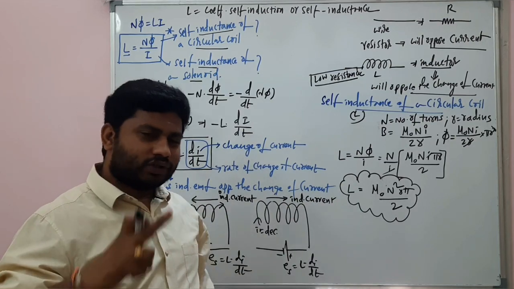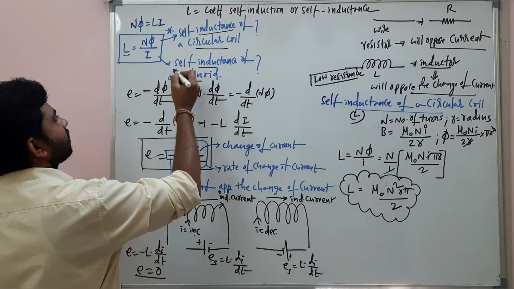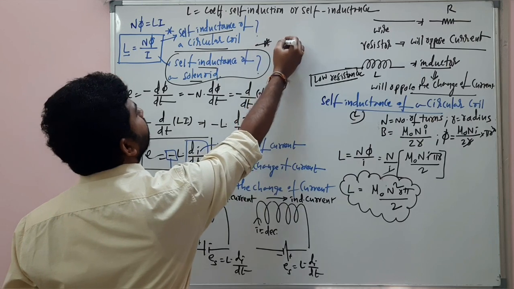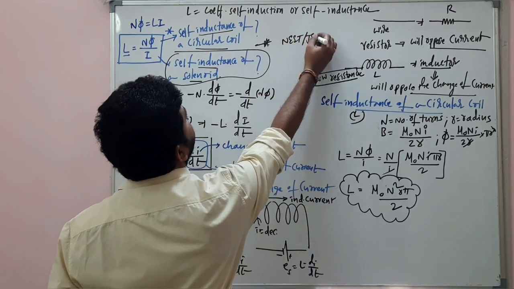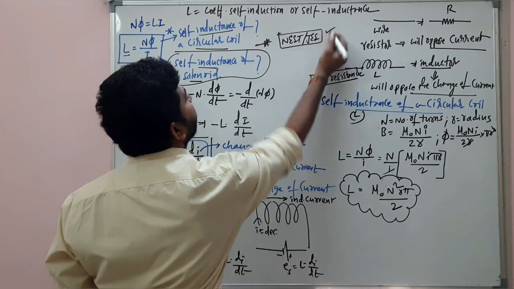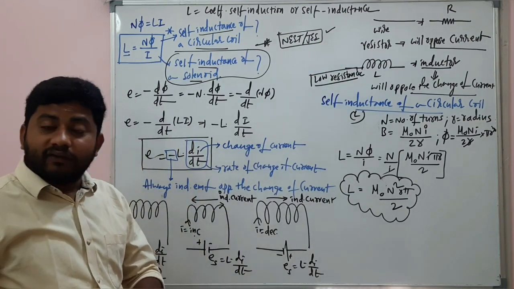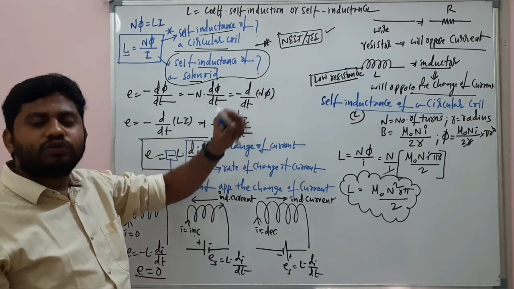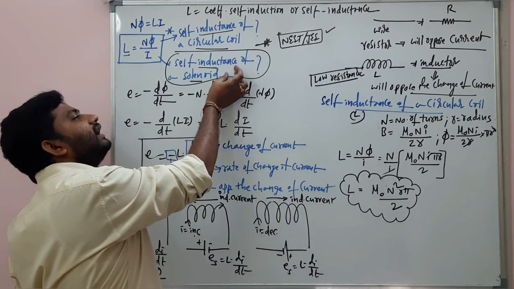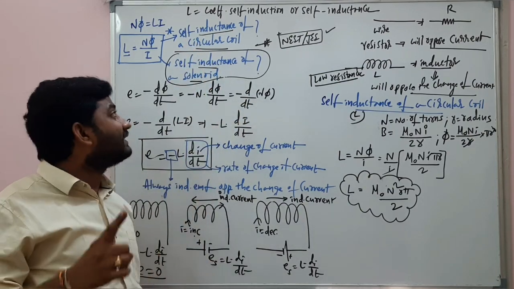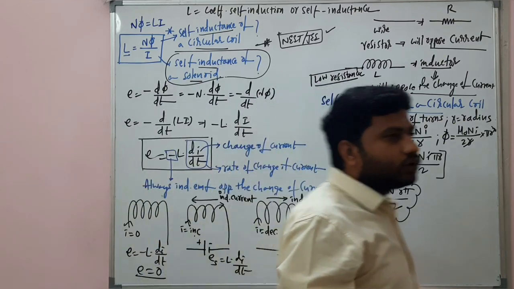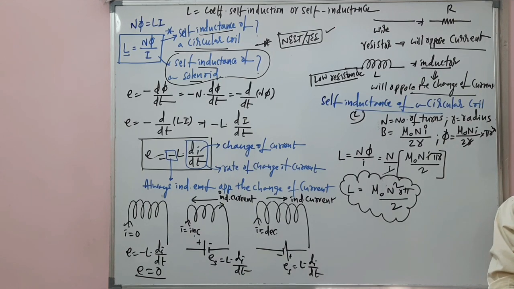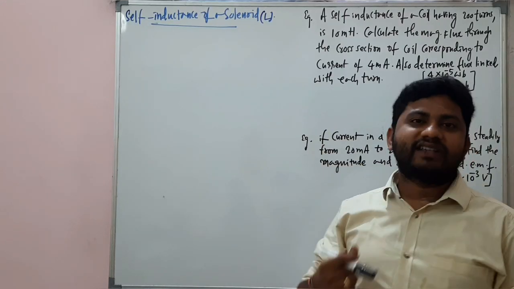Now, the most important topic and most important question is the self-inductance of a solenoid. If questions are to be asked in your NEET exam and JEE exam, they will be asked from this area. Remember, my dear students. If a question is asked based on induction or inductance, the most probable area is from here. Right now we'll do the self-inductance of a solenoid, followed by some other concepts and numericals.